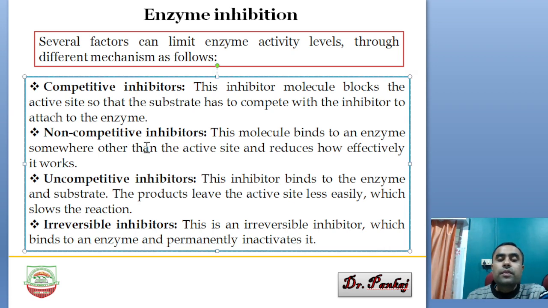A non-competitive inhibitor means this molecule binds to an enzyme somewhere other than the active site and reduces how effectively it works. An uncompetitive inhibitor means this inhibitor binds to the enzyme and the substrate. The products leave the active site less easily, which slows down the reaction. Then an irreversible inhibitor binds to an enzyme and permanently inactivates it.